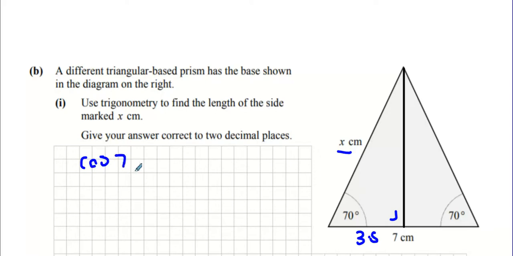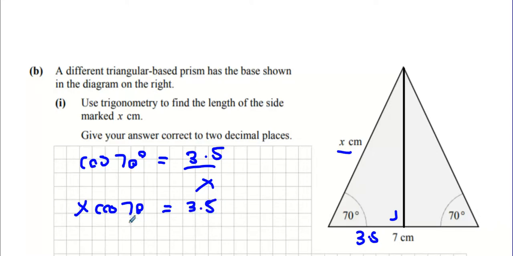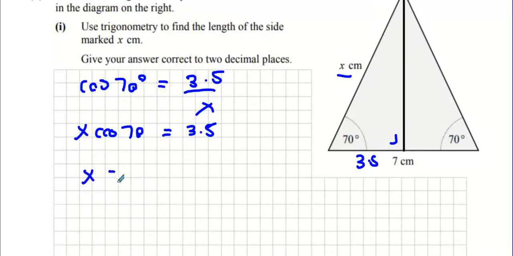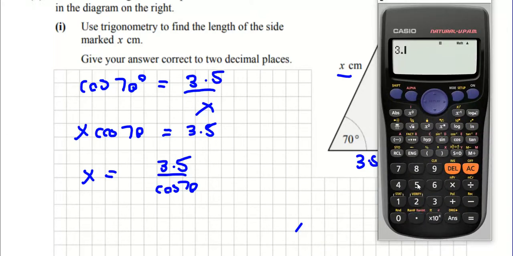So I can use cos 70 degrees equals the adjacent, which is 3.5, divided by x. Multiply up the x, so we get x cos 70 equals 3.5. Cos 70 is multiplying on the left, which makes a division on the right. So x equals 3.5 divided by cos 70. And 3.5 over cos 70 is 10.23. All right, so 10.23 to 2 decimal places.